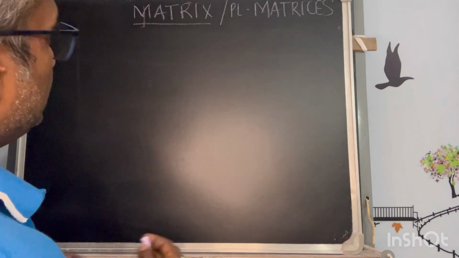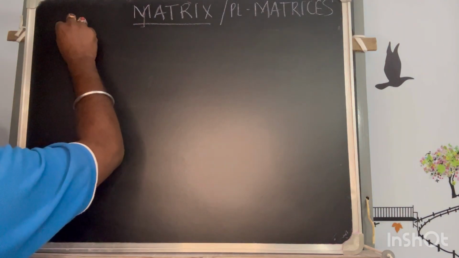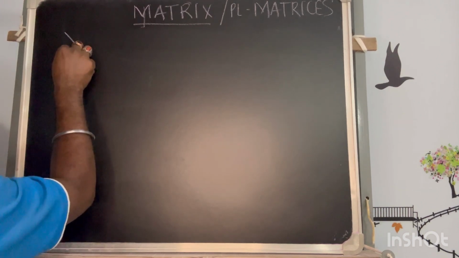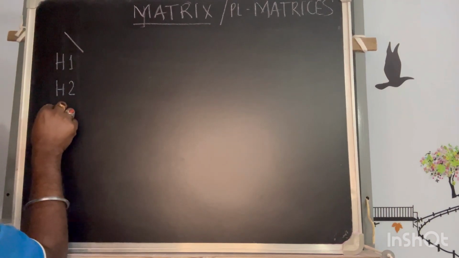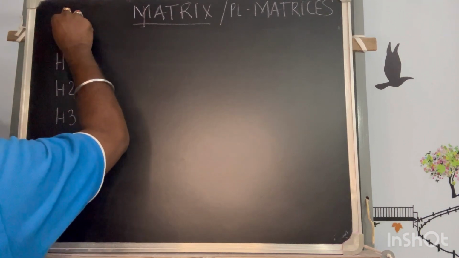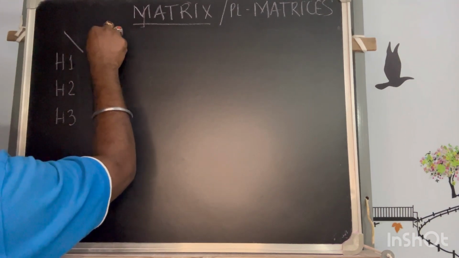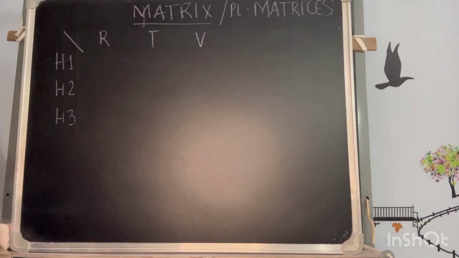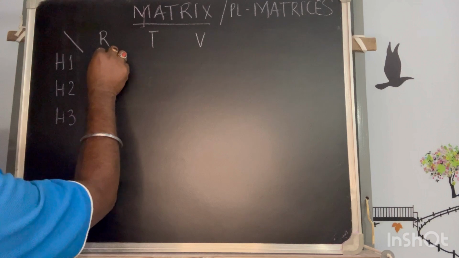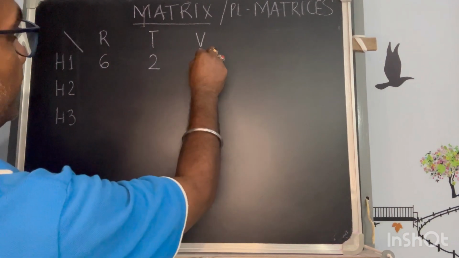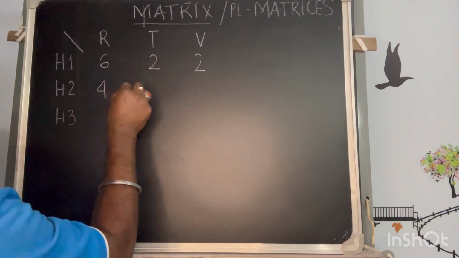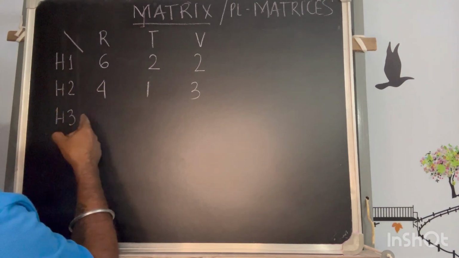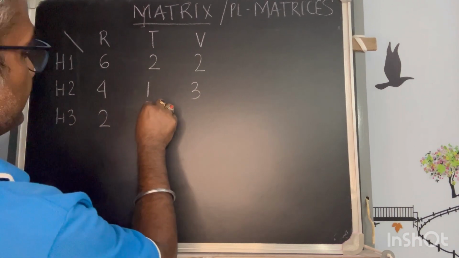If I want to represent any data, let's say in a practical example, there are 3 houses we have identified, and the common elements that are possible are the number of residents, number of TVs available, and number of vehicles available, and that is being tabulated. House number 1: number of residents 6, TV 2, vehicle 2. House number 2: number of members is 4, TV 1 and vehicle 3, including all kinds of vehicles. House number 3: the number of people is 2, TV is 1 and vehicle also 1.